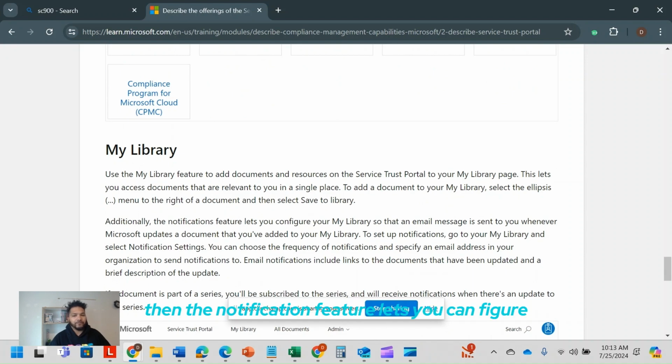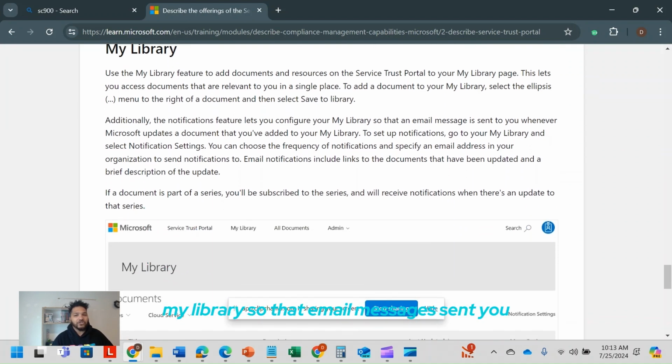And then the notification feature lets you configure My Library so that an email message is sent to you whenever Microsoft updates a document, right? So obviously, documents have a lifecycle. Microsoft may update a pen test assessment every year, right? That way, if you put an email notification on it, you get that very new one. It gets downloaded right away against your space. You don't have to go look for it. Very, very useful.